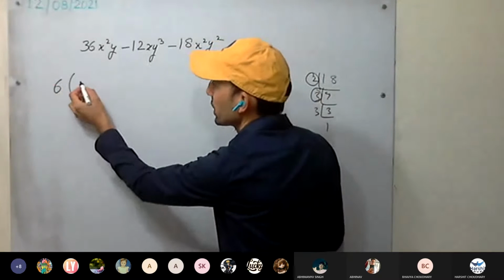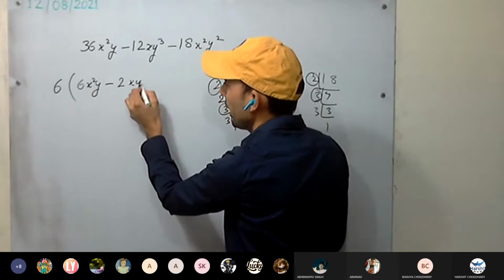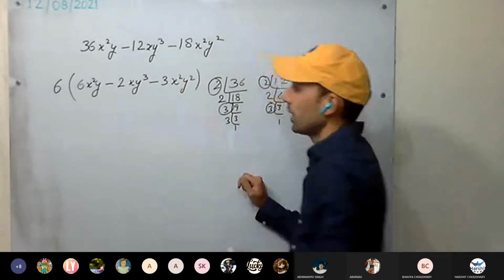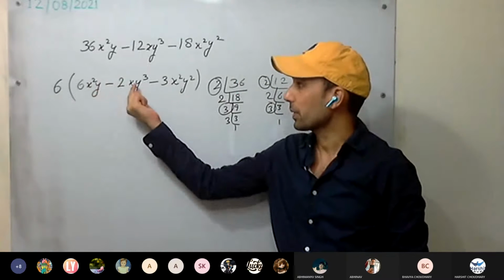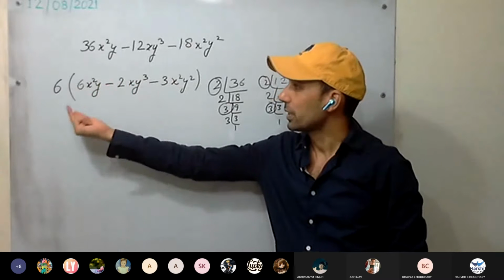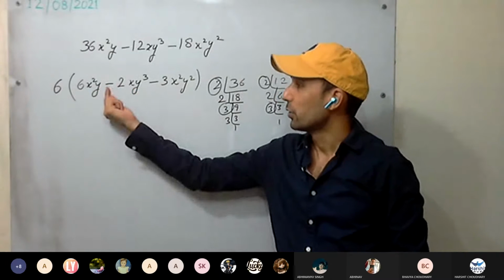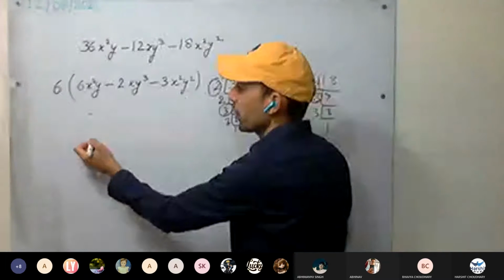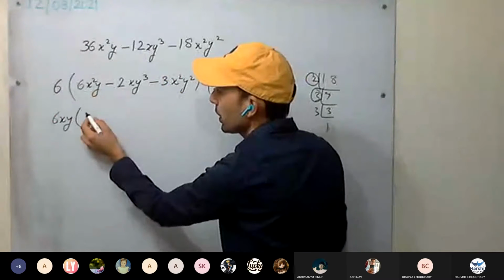In the next step we'll do that one. 6x squared y minus 2xy cubed minus 3x squared y squared. Now what is common here? x is common among them all. x squared, x squared, x is common. We take x out. And what more is common? y cubed, y squared, so y is common as well. Either next step you take x out and the next step y, or together as well you can take out.